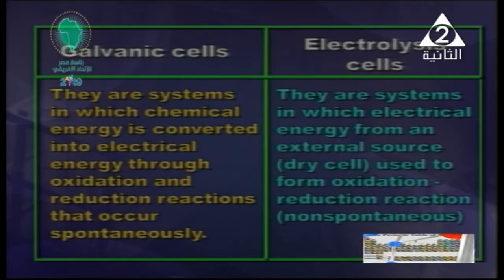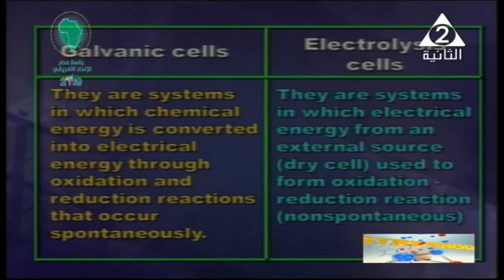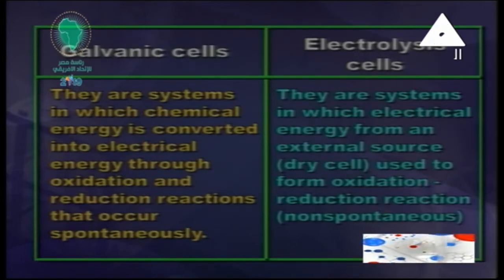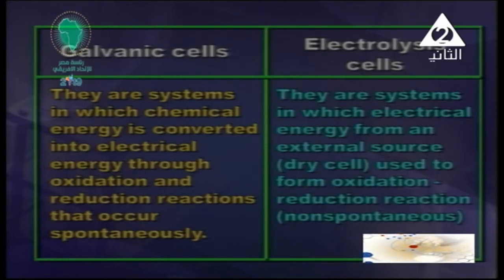To make its oxidation and reduction reaction, we need current. No current, no oxidation and reduction reaction in electrolysis cells. While in a galvanic cell, there is no external source of electricity, but this cell is a source of electricity.